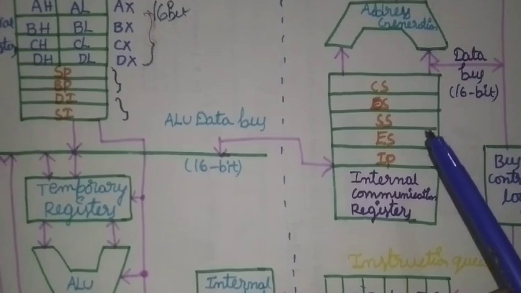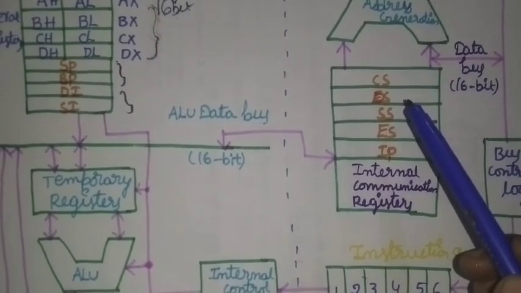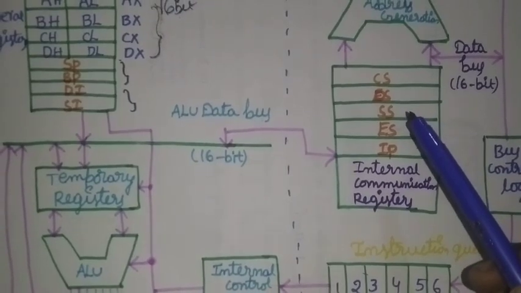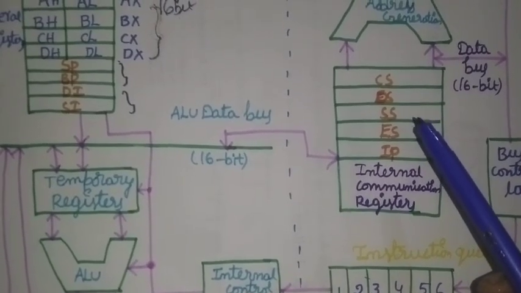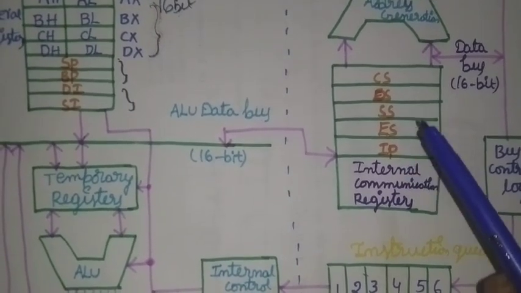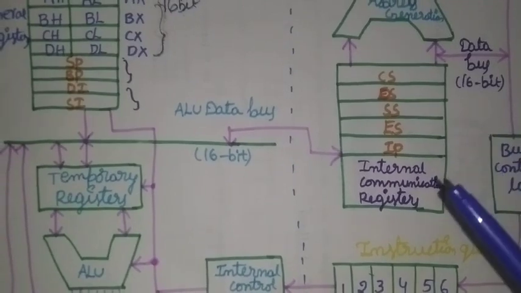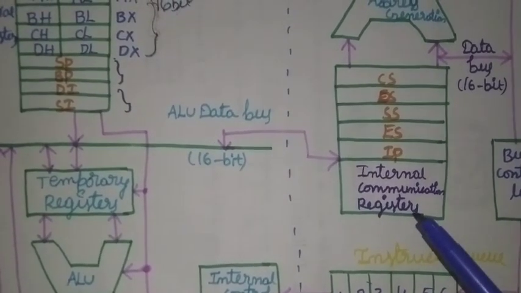These are the segment registers: the code segment register, DS is the data segment register, SS is the stack segment register, and the extra segment register, and the instruction pointer. These are the segment registers, and this is the instruction pointer. And internal communication registers.